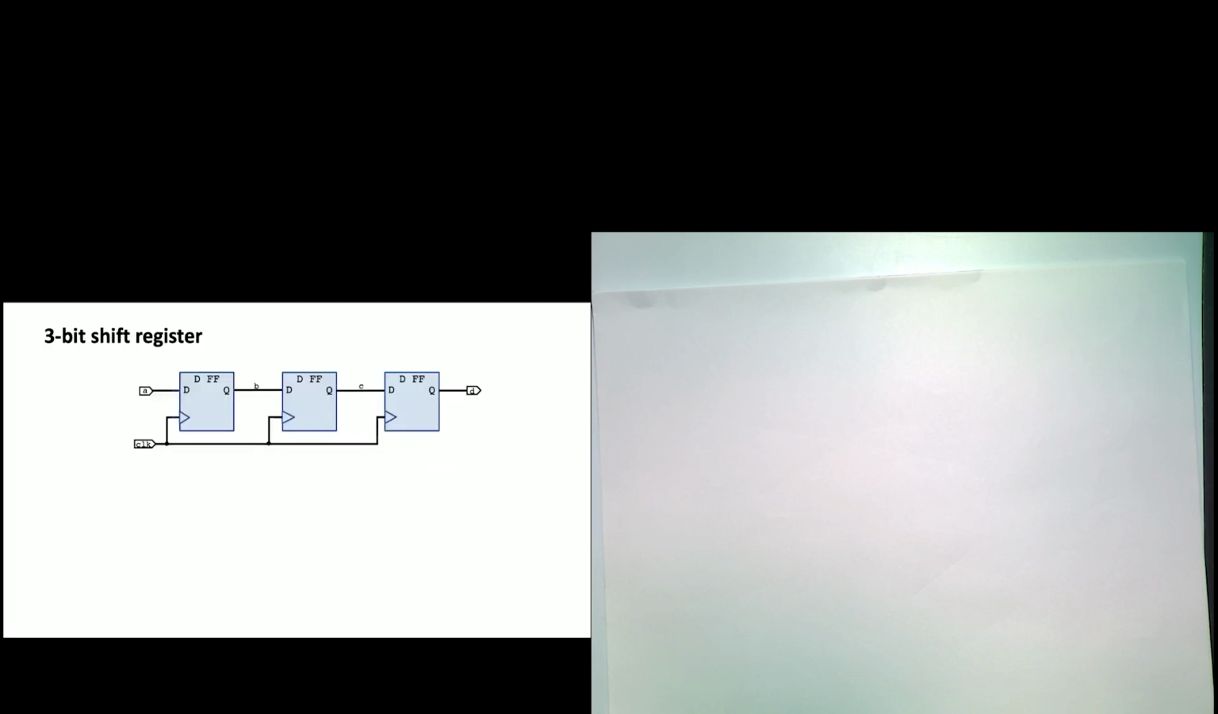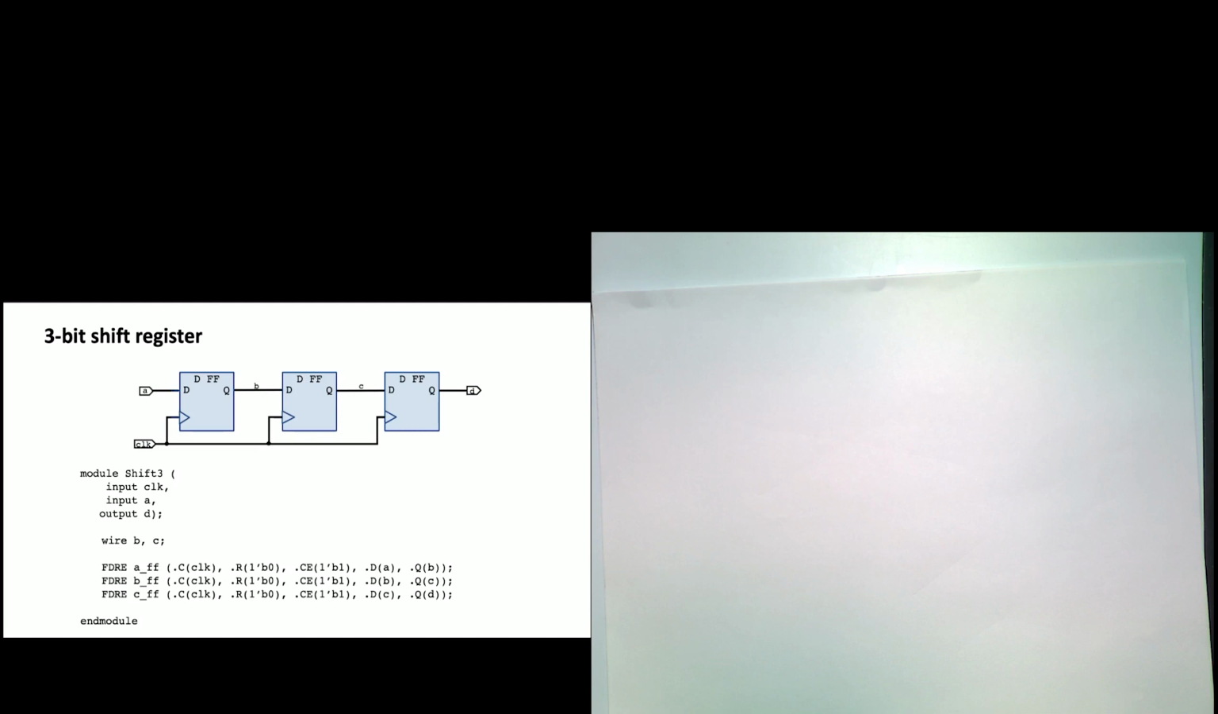All right. So we did a 3-bit shift register, right? Basically we can hook up 3 flip-flops in series. The output of one is the input of the next one. They all have the same clock because that's one of our commandments. And then we looked at that.